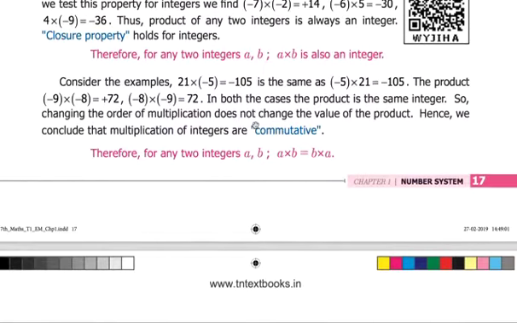Therefore for any two integers a, b, a into b is always an integer. Okay, consider the example. This is same, right? This is also same. So when you interchange the integers, the result is the same. So multiplication holds this property. What is this property called? Commutative. Therefore for any two integers, a into b equals b into a.